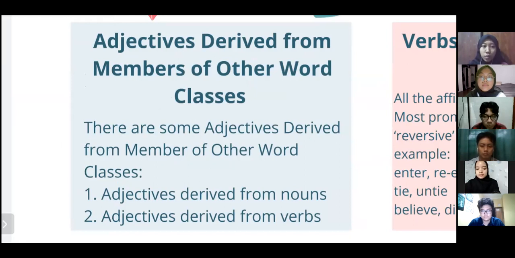Suffix -y in the words funny, sunny, and guilty. Suffix -ly in the words friendly, orderly, and manly. Suffix -ous in the words dangerous, nervous, and famous. Suffix -ary in the words complementary, revolutionary, and momentary. And then suffix -ic in the words historic, Islamic, and realistic. Then suffix -ical in the words historical, alphabetical, and biographical. And then suffix -some in the words handsome, lovesome, and tearsome.